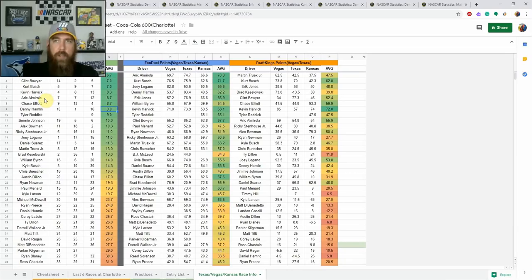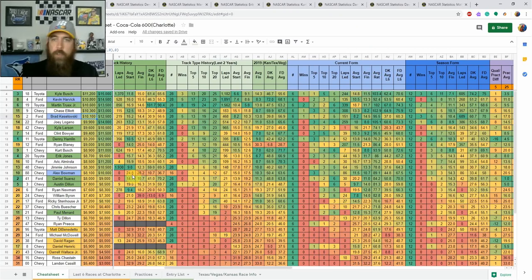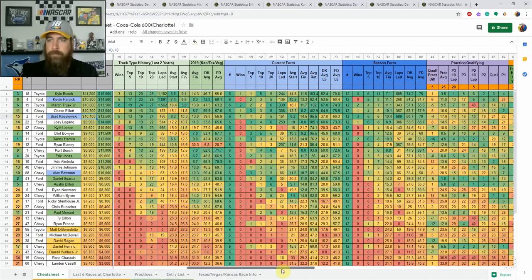Kevin Harvick, Almirola. So Joe Gibbs Racing has been dominant at the Coke 600 and specifically Charlotte. But Stewart-Haas Racing this year with the 2019 package on the intermediate tracks has also been very strong. So keep that in mind. We've got two different things to look at there, so we've got to find a balance. So we'll just jump back. We're going to look at some of my core plays here.